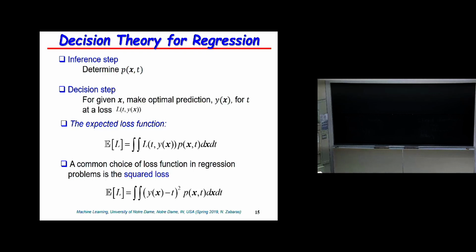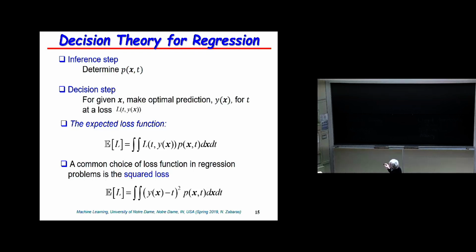So here X, think of this as the input. T, think of this as the true output of your model, all right? So what you want to do on the inference step, you want to compute the joint probability of X and T. And so your decision would be for every X to come up with some estimate of T, and that estimate is called the regression function, Y of X, all right? So at the given X, you want to say what is your approximation for T, and that we call Y of X.